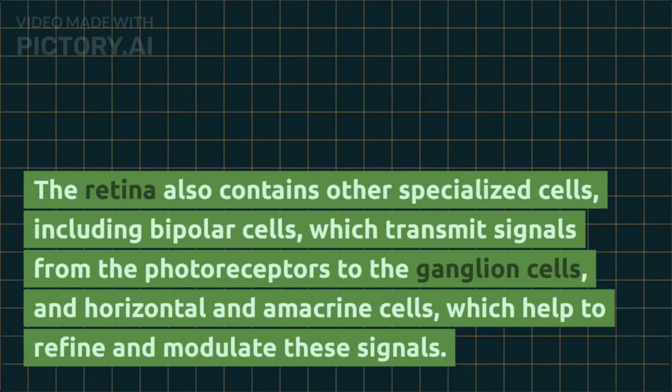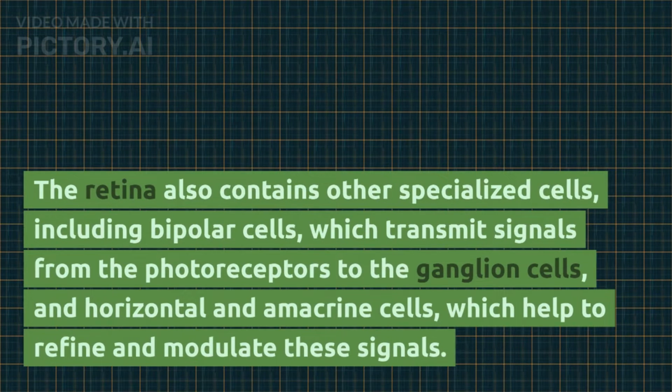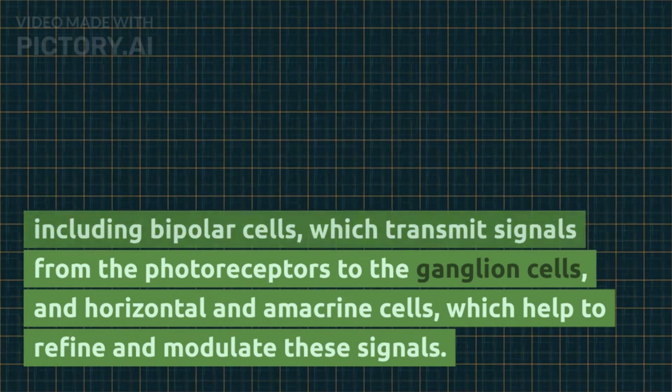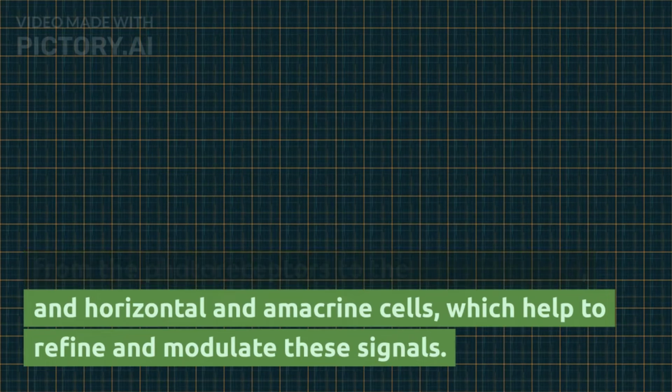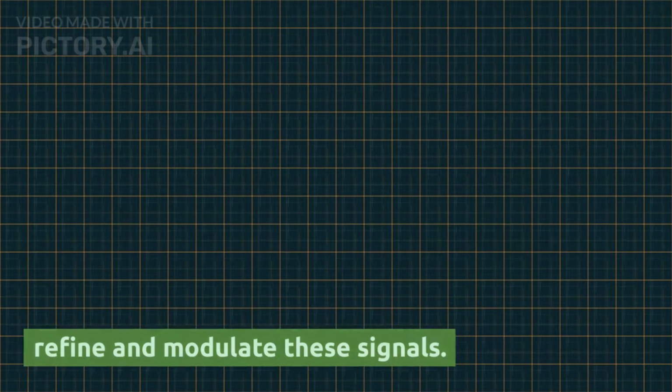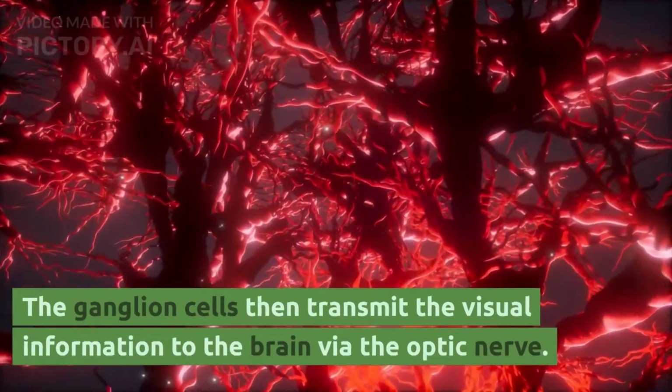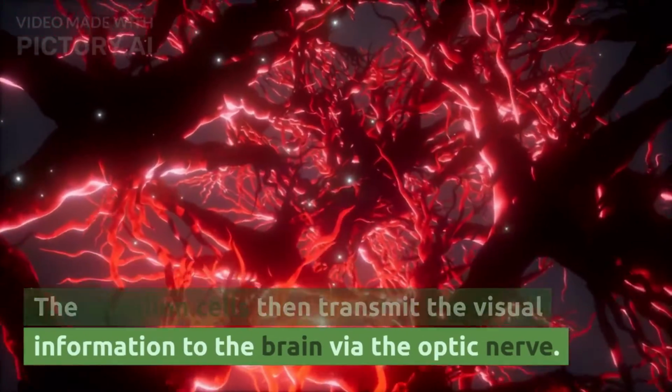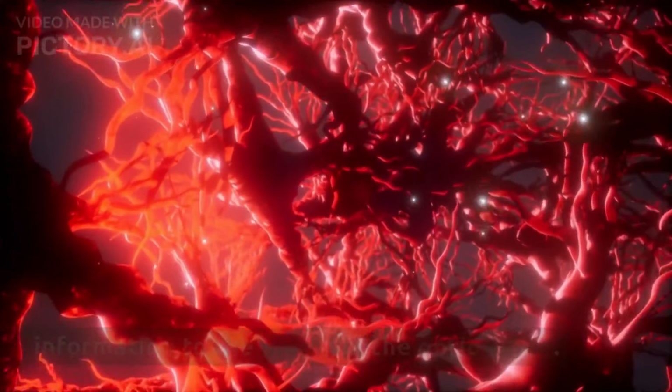The retina also contains other specialized cells, including bipolar cells, which transmit signals from the photoreceptors to the ganglion cells, and horizontal and amacrine cells, which help to refine and modulate these signals. The ganglion cells then transmit the visual information to the brain via the optic nerve.